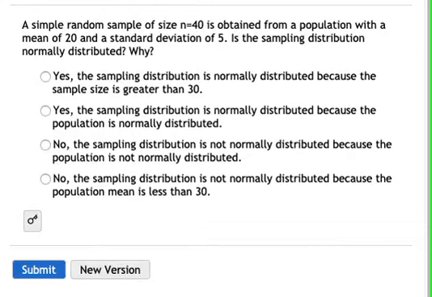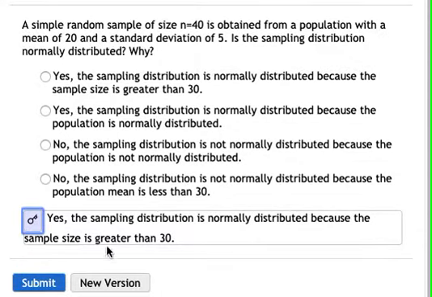So either the original population has to be normally distributed or the sample size has to be greater than or equal to 30. In this case, we are greater than or equal to 30. It doesn't matter if the original population is normally distributed or not. So we can say that yes, the sampling distribution is normally distributed because the sample size is greater than 30. So I believe that's the answer. Let's just double check that. And it says yes, it's normally distributed because the sample size is greater than 30.